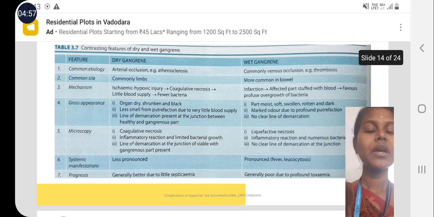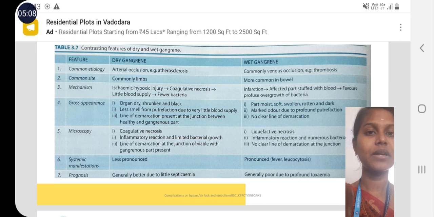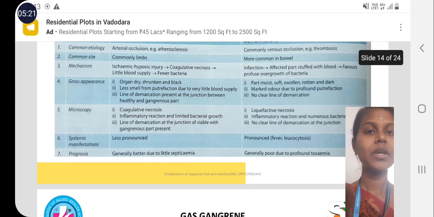Gross appearance: in dry gangrene the organ would be dry, shrunken and black, with less smell from putrefaction due to very little blood supply. A line of demarcation is present at the junction between healthy and gangrenous part. In case of wet gangrene, the part is moist, soft, swollen, rotten and dark, with marked odor due to profound putrefaction and no clear line of demarcation.